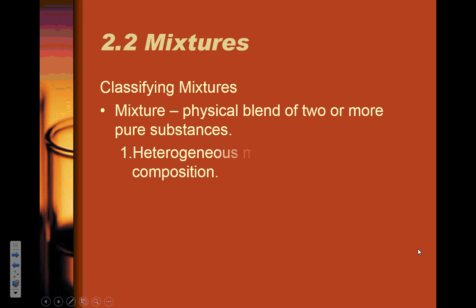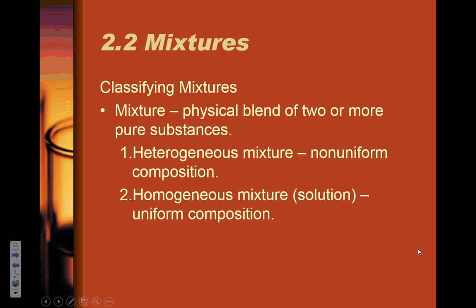Now, there's two different types of mixtures that we're going to look at. The first would be a heterogeneous mixture, which is a non-uniform composition mixture. So if we put sand in water, no matter how much you shake it, once you stop shaking it, it's going to separate into different compositions in different regions inside the container. So it's not uniformly mixed together. So sand and water would be a good example of a heterogeneous mixture. Hetero meaning different. So it is a different composition throughout.